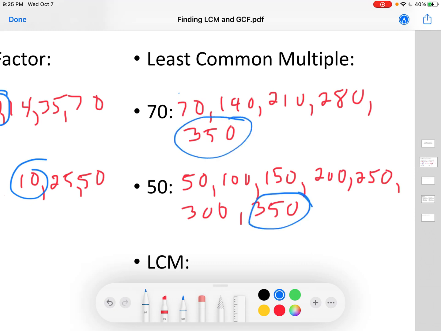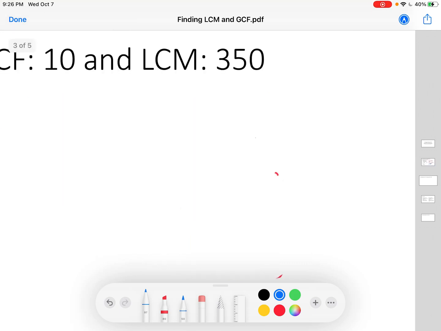The least common multiple is 350. It is the first number that we ran into that would be a multiple of each number. Therefore, it is the least common multiple because it was the first one going from smaller to greater.